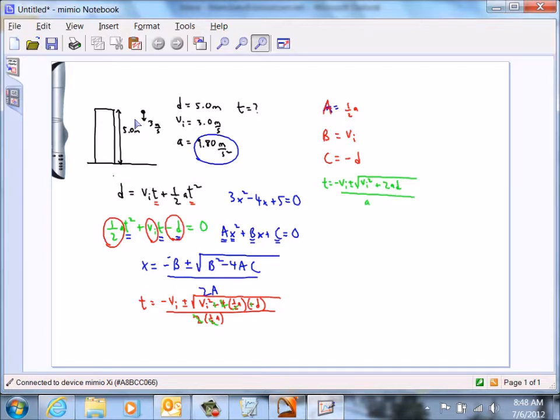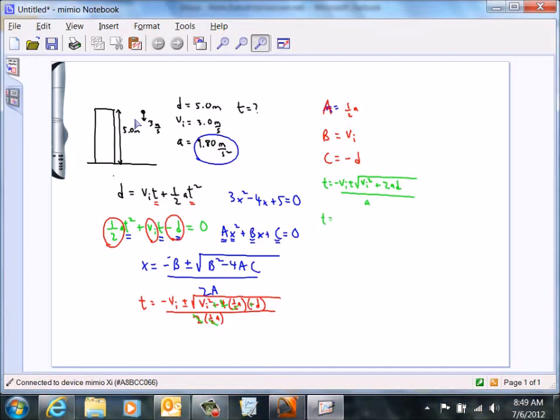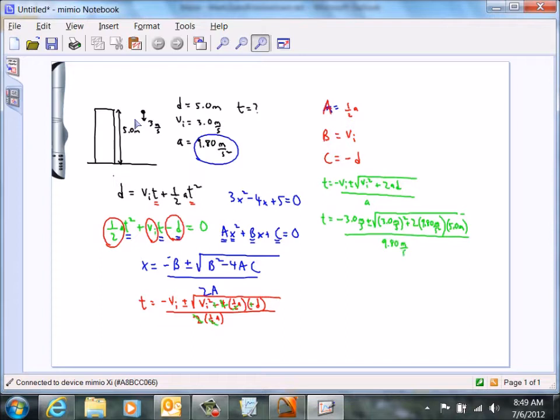And now I'm ready to plug in some numbers. T is equal to minus v sub I, remember it was 3 meters per second, plus or minus the square root of v sub I squared, that's 3 meters per second squared, plus 2 times a was 9.80 meters per second squared, times d was 5 meters. And all that is divided by a, which is 9.8 meters per second squared.